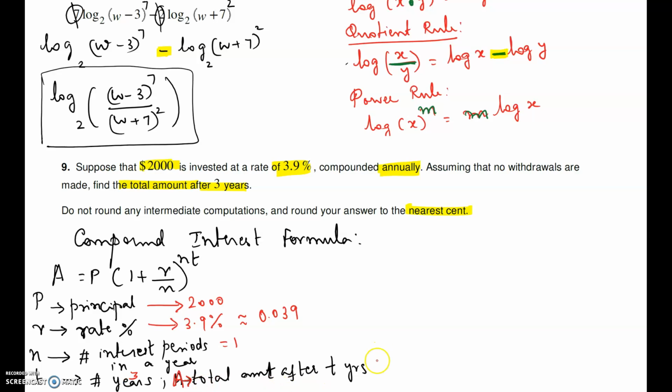Then A is what the question is. What is A is what we have to determine. So we'll write A, which is the amount after 3 years, which is 2000 times 1 plus 0.039 divided by 1, to the power 1 times 3 years, times 3. So this you have to compute in the calculator. It's 1.039 to the power 3.